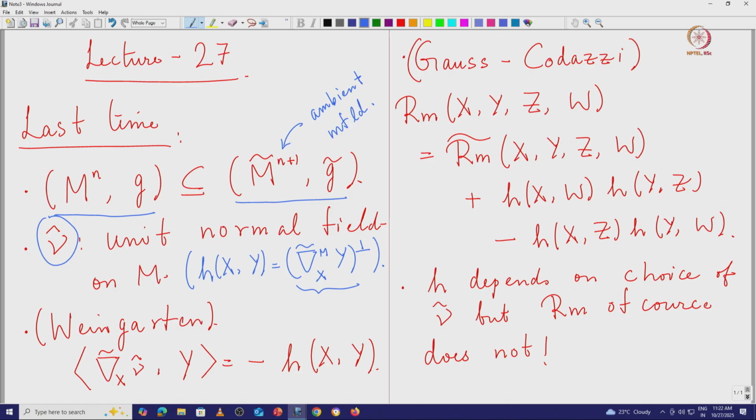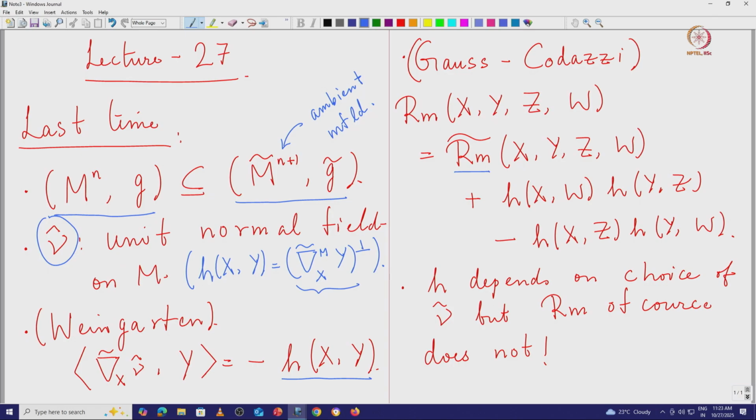We ended the lecture with two important theorems. One is the Weingarten theorem, which helps you calculate the second fundamental form. It says that the second fundamental form is essentially just the negative of the inner product of the derivative of the unit normal vector with Y. In other words, the second fundamental form captures how your unit normal vector is varying, and using this one can prove the Gauss-Codazzi equation, that the curvature tensor of M is completely determined by the curvature tensor of M tilde with some correction terms coming from the second fundamental form.